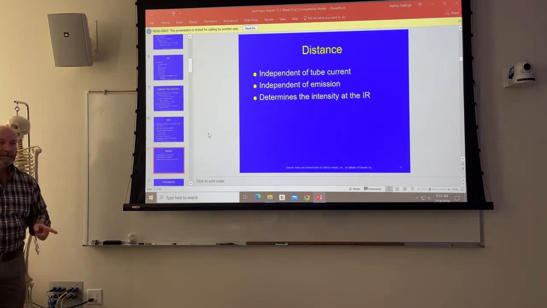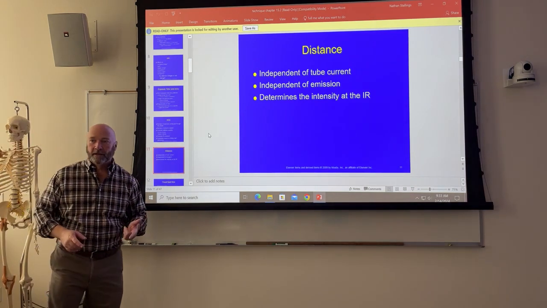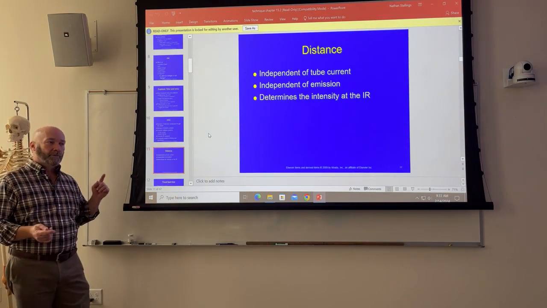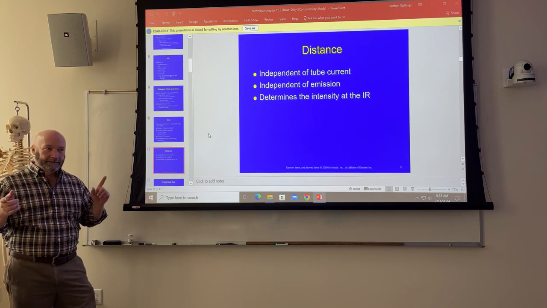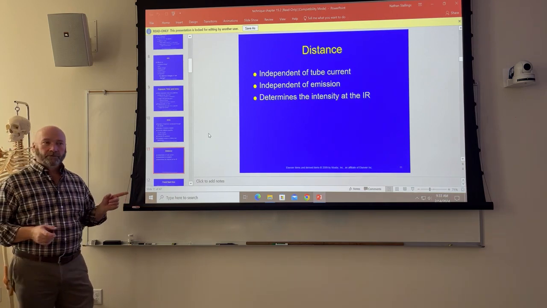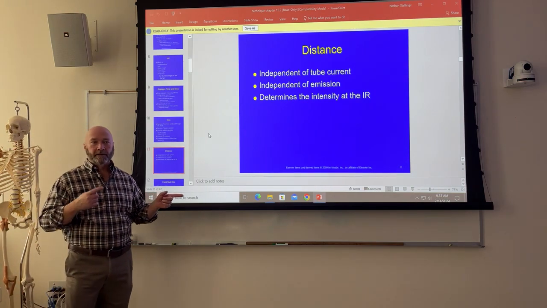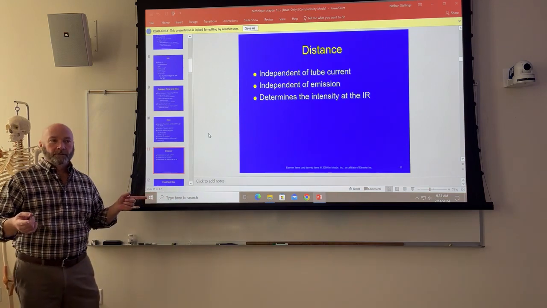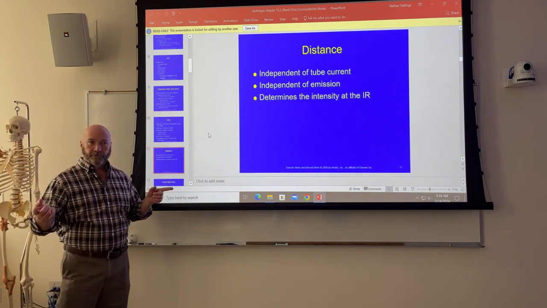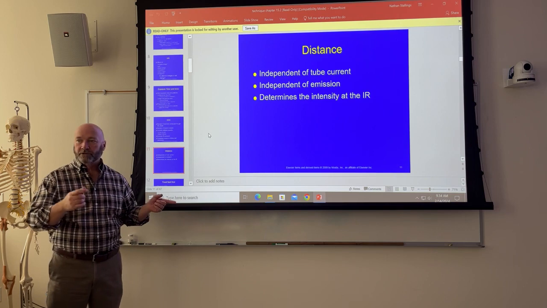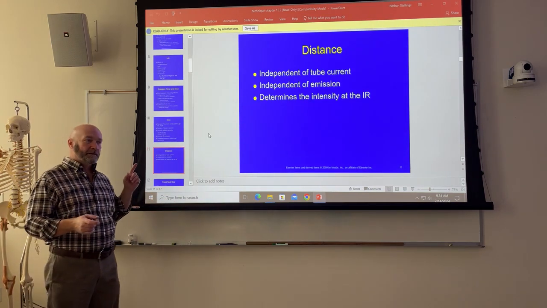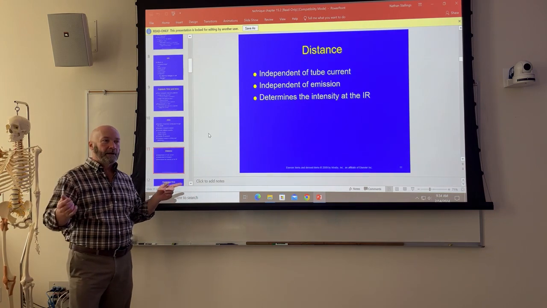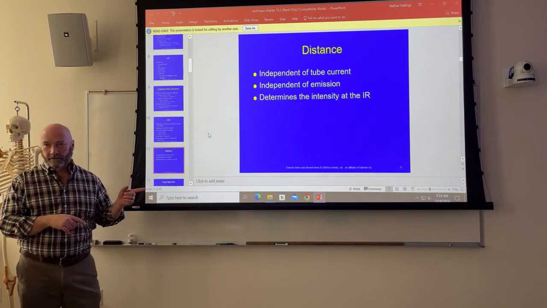The most common mistake that you're going to make on a test question is going the wrong way, and applying the wrong law. So I ask you for dose, and you apply the inverse square law. If I ask you for technique changes, you apply the direct square law. Where most of the time you get off is if I ask you for dose, you apply the direct square law.